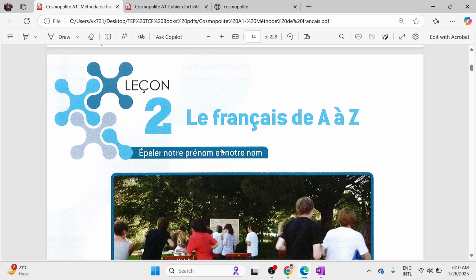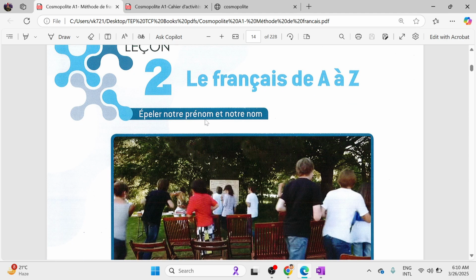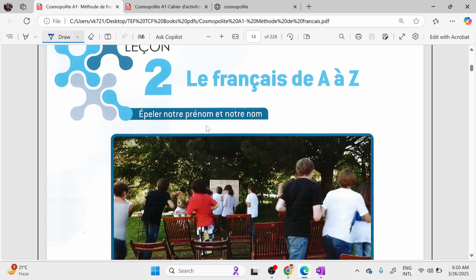It's the French alphabet, like the French alphabets that we have seen here. Appelez votre prénom and votre nom. So basically, prénom is your first name. We have mentioned this. And nom is basically your last name. It's not your first name in French. Basically, we tend to see nom as name, but it's not. I have mentioned that.